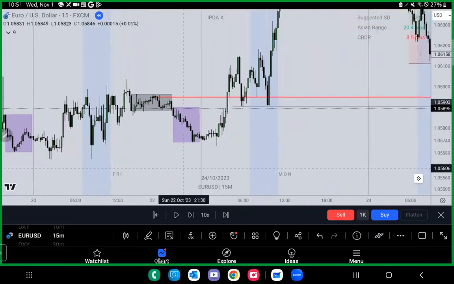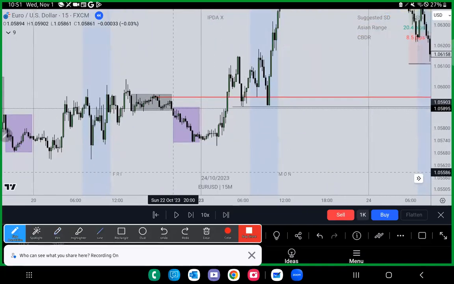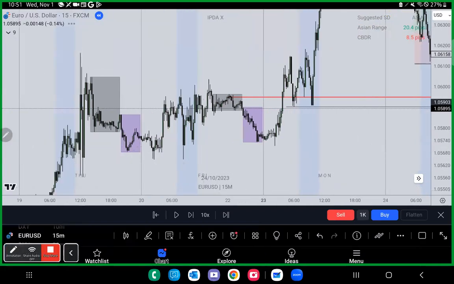Now this is the day right here. We arrive at the New York session. Asia high and low is taken. And then here we are. New York opens, kill zone 7 a.m. is occurring outside of that Asian range. So that's 3 for the New York session.